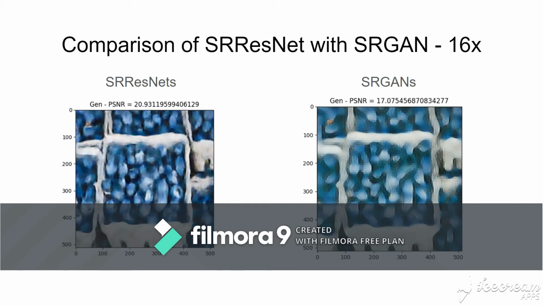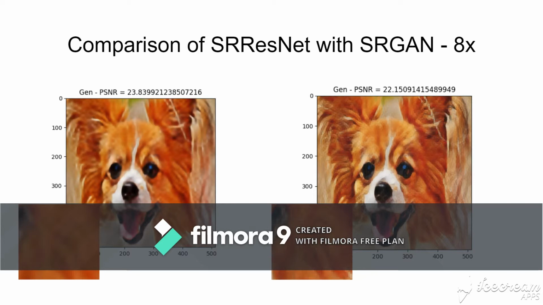Now, moving on to the comparison between SR ResNets and SR GANs. So in the 16x downsampling case, you can clearly see that the SR ResNets perform better than the SR GANs. So they have higher PSNRs, and also the images have better edge definition and also are better looking than the SR GANs.